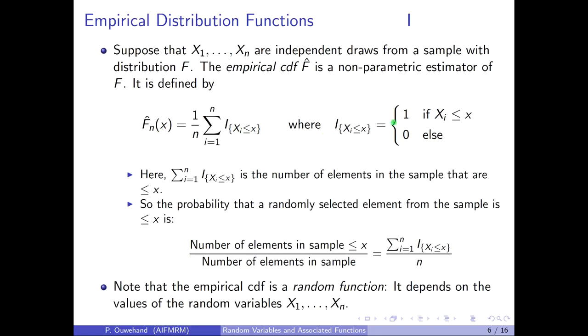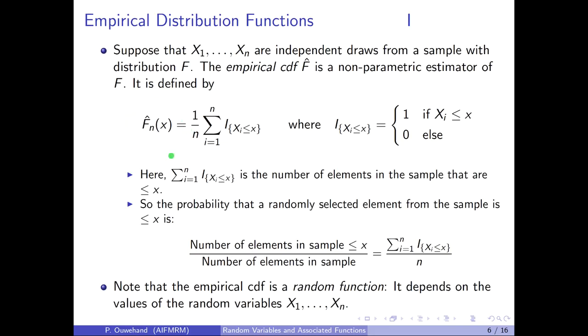This indicator is equal to 1 if the value of xi is indeed less than or equal to x, and 0 otherwise. This sum over here therefore has a 1 every single time a data point xi is less than or equal to x, and a 0 otherwise, and hence this sum is equal to the number of elements in the sample that are less than or equal to x. So the probability that a randomly selected element from the sample is less than or equal to x is the number of elements in the sample that are less than or equal to x divided by the number of elements in the sample. In other words, it's the sum of indicators divided by n, and that is precisely the definition of the empirical distribution function.